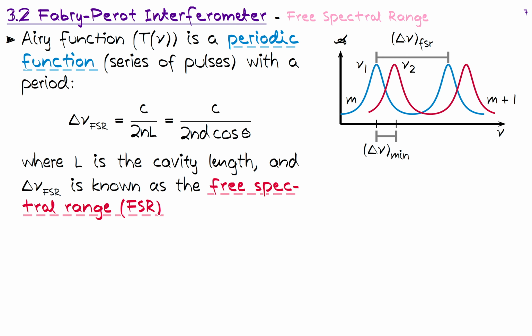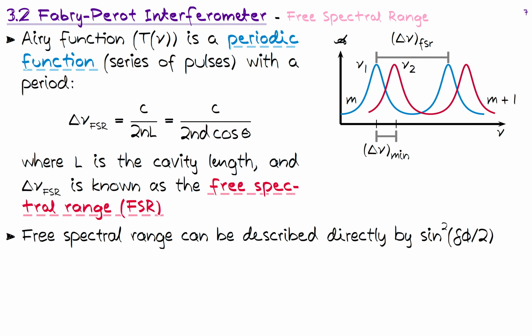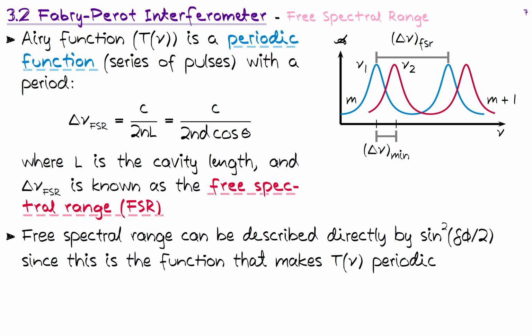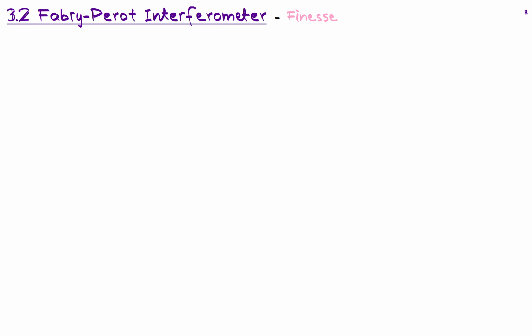And this is extremely important when we are making components based on Fabry-Pérot interferometers and then placing those within cavities. The free spectral range can be described directly by that sine squared term, because that's the term that gives rise to the periodic nature of the transmission coefficient T. So that's where it comes from. And now we will speak a little bit about finesse. That's the final thing we want to outline during this lecture.